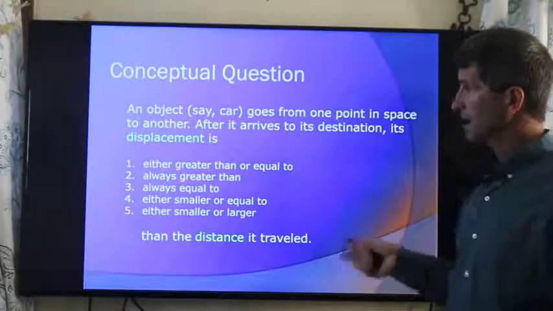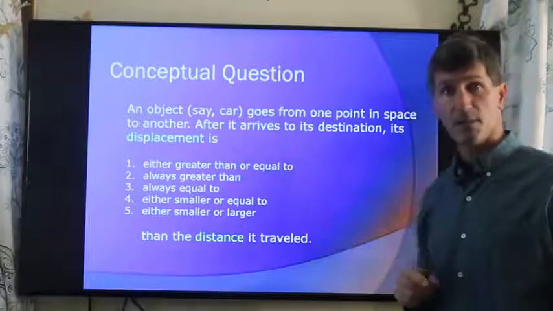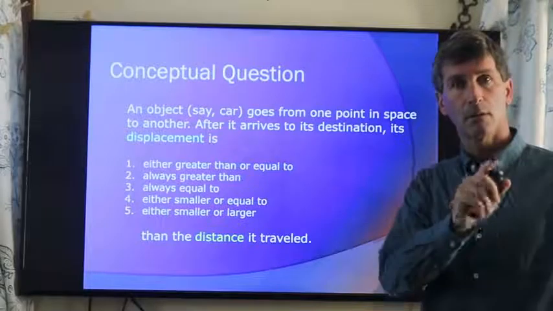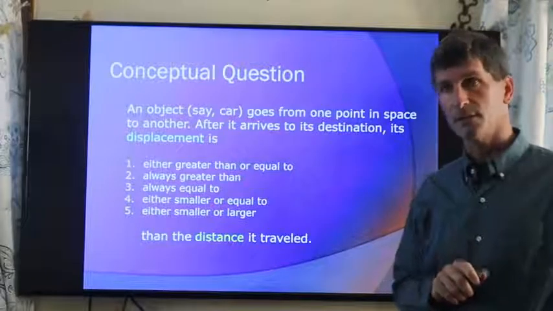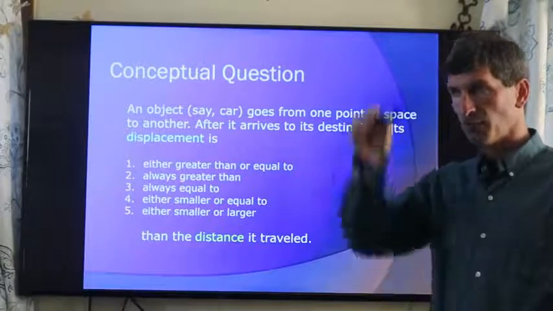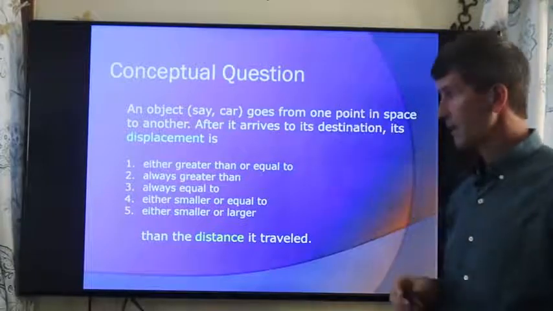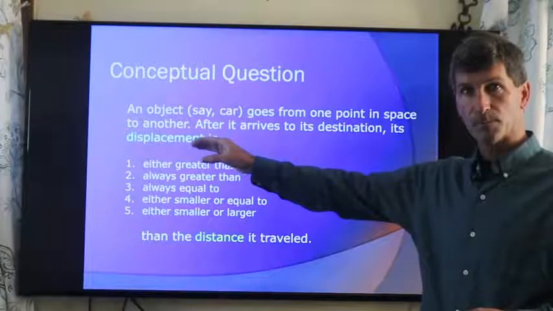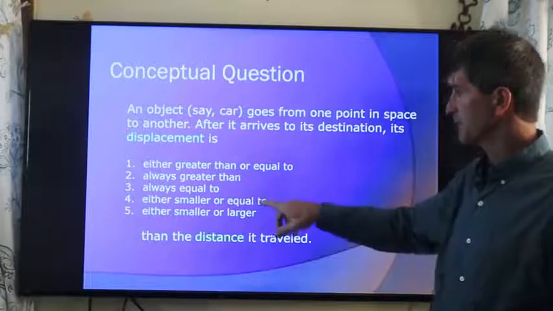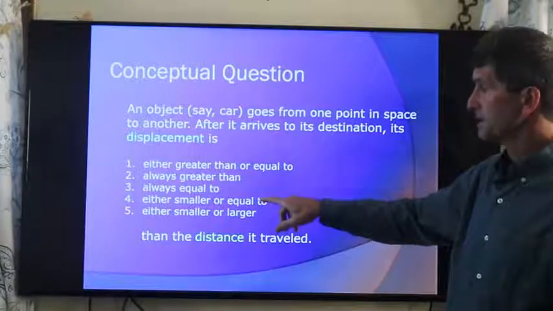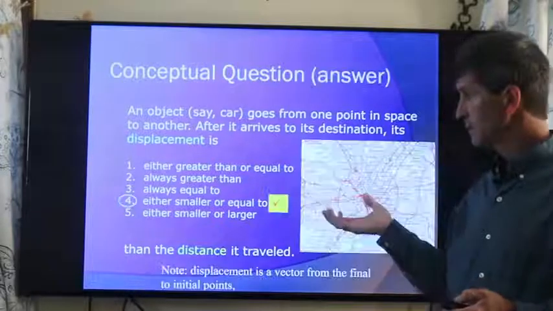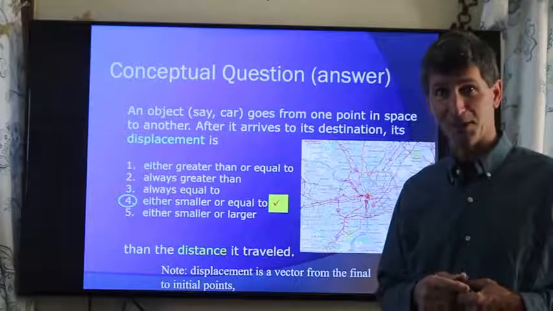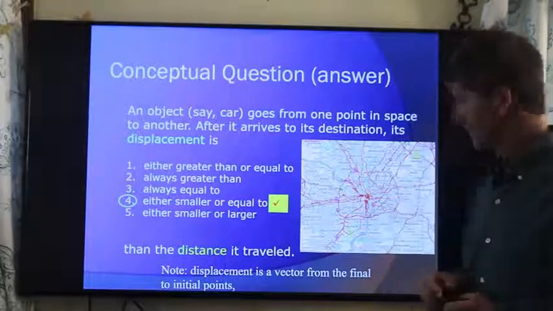Well, again, what did I say? Displacement can be zero, right? Throw a ball up, catch it, its displacement has no change. But yet it's traveled upward and then come back down. So the distance can be greater than displacement. Distance can also be equal to displacement, so I would say displacement is either smaller or equal to, and that's our answer.